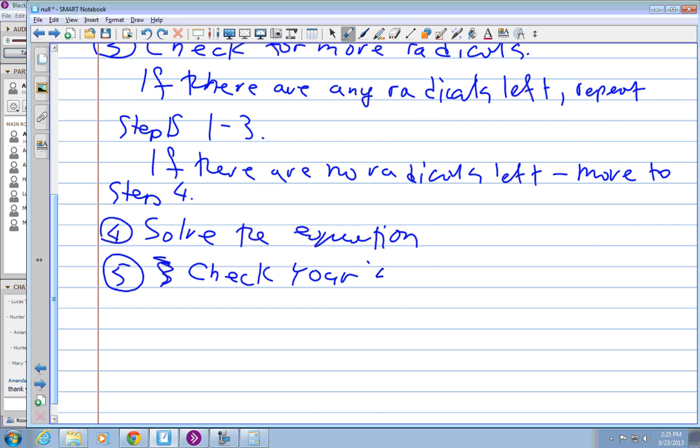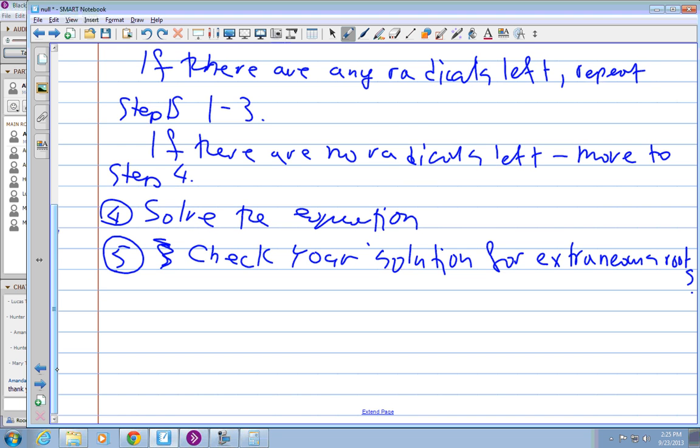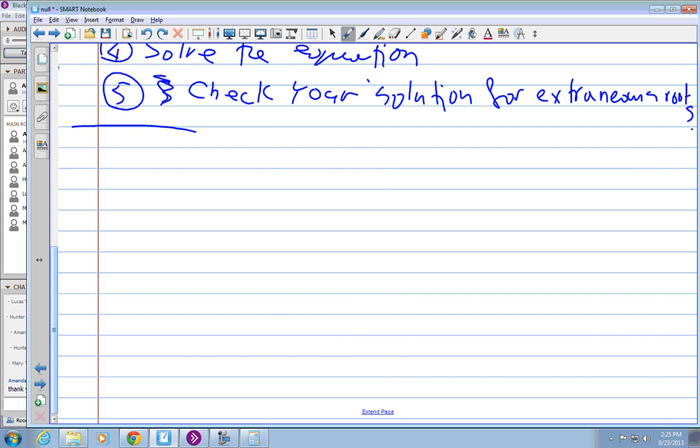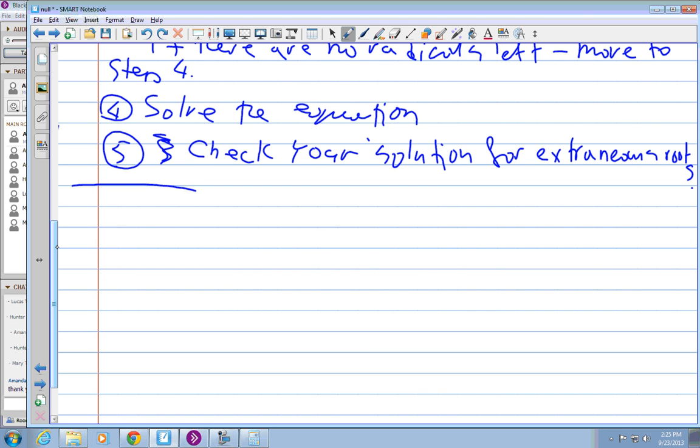for extraneous roots. But isolate and kill, isolate and kill, isolate and kill. That's what we do. Good? Yeah. All right, let's try an example.